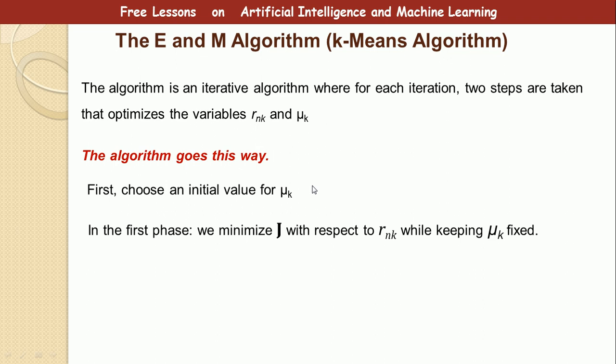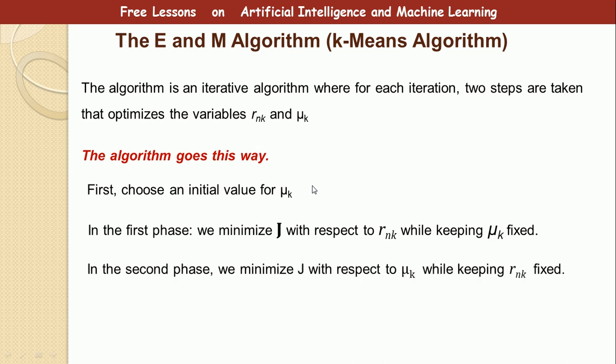In the first phase, minimize J with respect to Rnk while keeping mu k fixed. In the second phase, we minimize J with respect to mu k while keeping Rnk fixed. So what it means is that we are trying to minimize the sum of square distances by modifying the two variables Rnk and mu k. Remember, you are not going to modify the data points themselves. You are not going to move the data points from position.